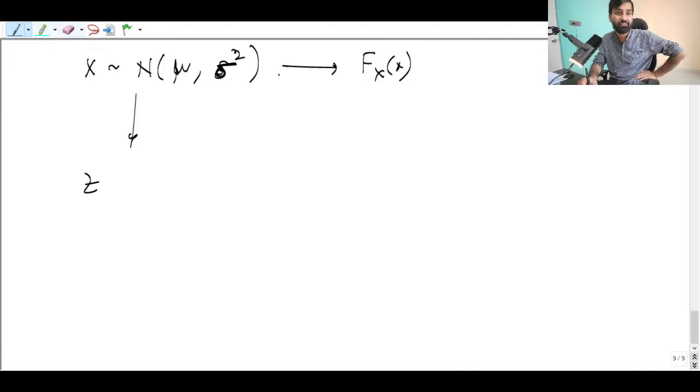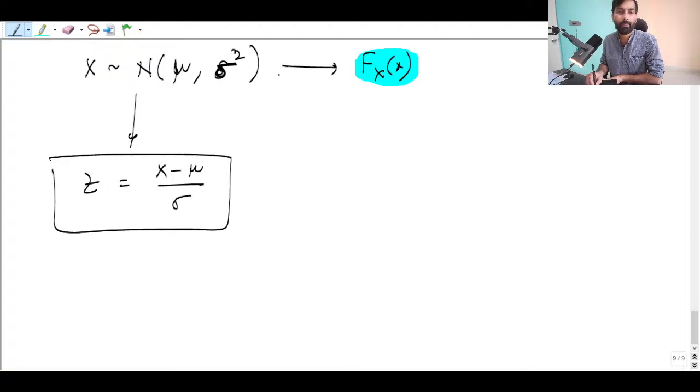But this CDF is quite difficult. It does not have any closed form. If you want to compute this cumulative distribution function, it will be very difficult, understand? So what we can do here is project this X into a standard normal. तो आप क्या करोगे? Z निकालोगे. Z is nothing but X minus mu by sigma.